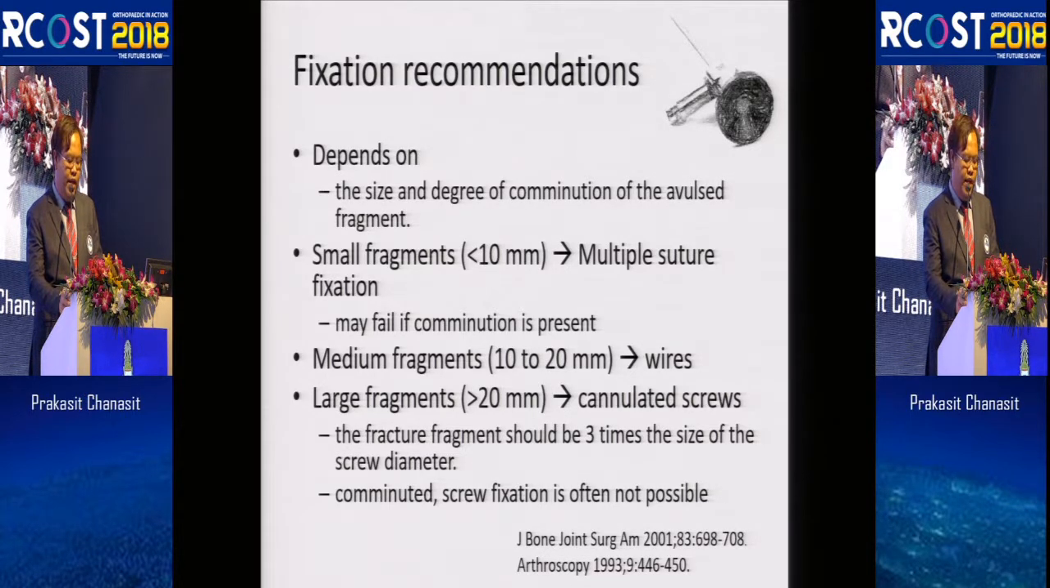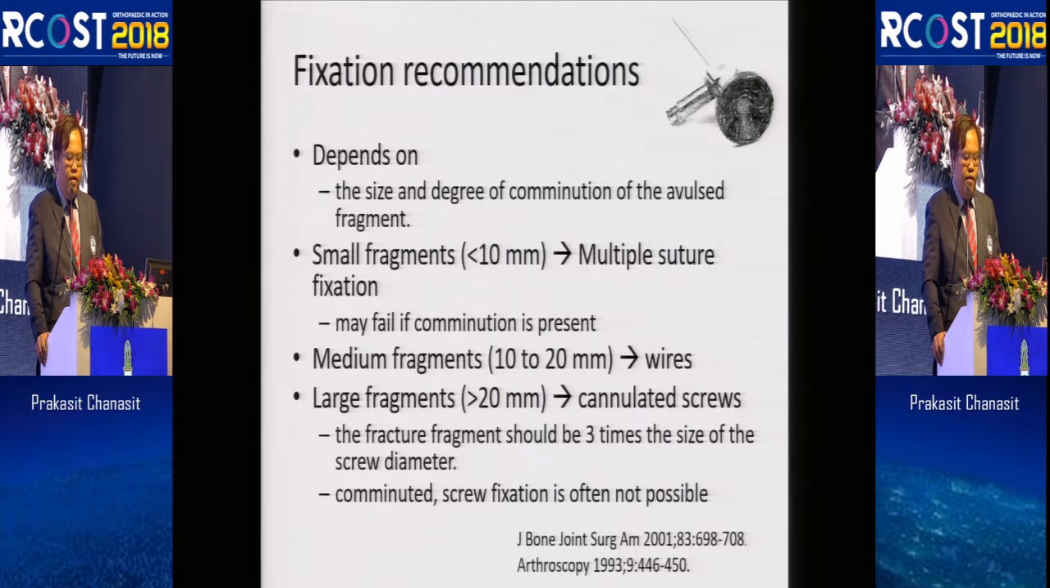The fixation recommendation from the JBJS 2001 and Arthroscopy 1993 said that it depends on the size and the degree of comminution of the avulsed fragment. For the small avulsion, less than 10 millimeters, multiple suture fixation must be done. But if these two are combined, it may fail. In the medium fragment, 10 to 20 millimeters, the wire is less common, and for larger than that, more than 20 millimeters, the cannulated screw is suggested.